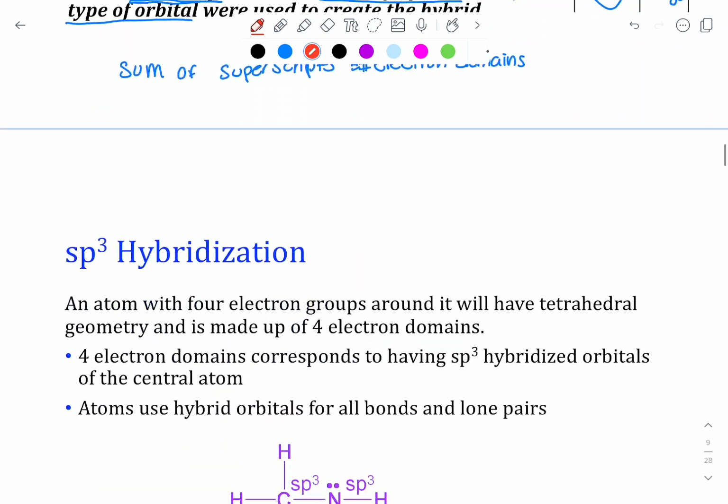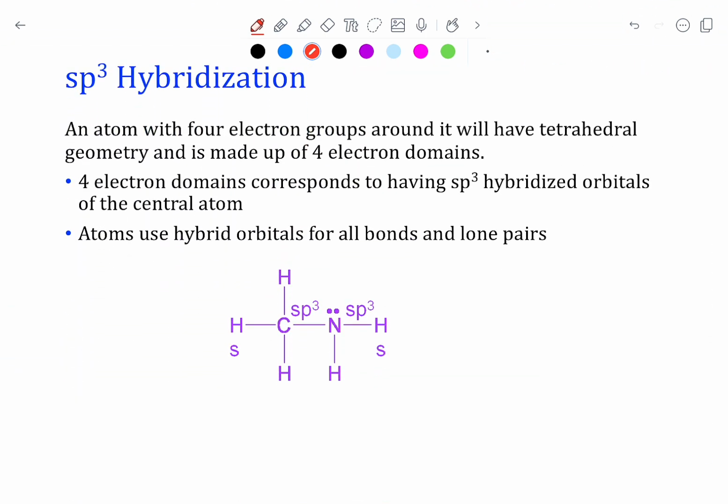Okay, so let's look at our different types of hybridization. So we have sp3 hybridization. An atom with 4 electron groups around it will have tetrahedral geometry and is made up of 4 electron domains. 4 electron domains corresponds to having sp3 hybridized orbitals on the central atom. Atoms are going to use those hybrid orbitals for all bonds and lone pairs. Okay, so that's what we were just saying before, bonds and lone pairs. So this is specific to electron domain geometry.